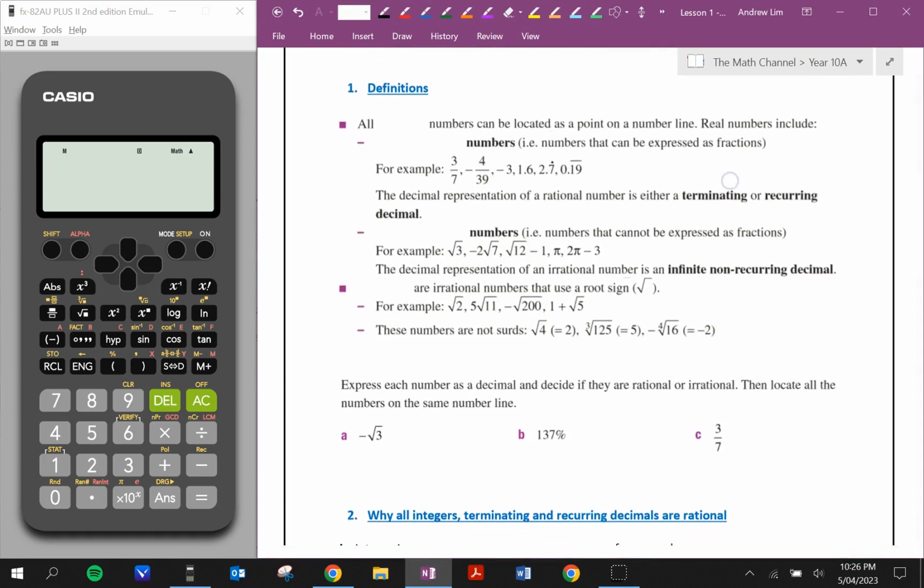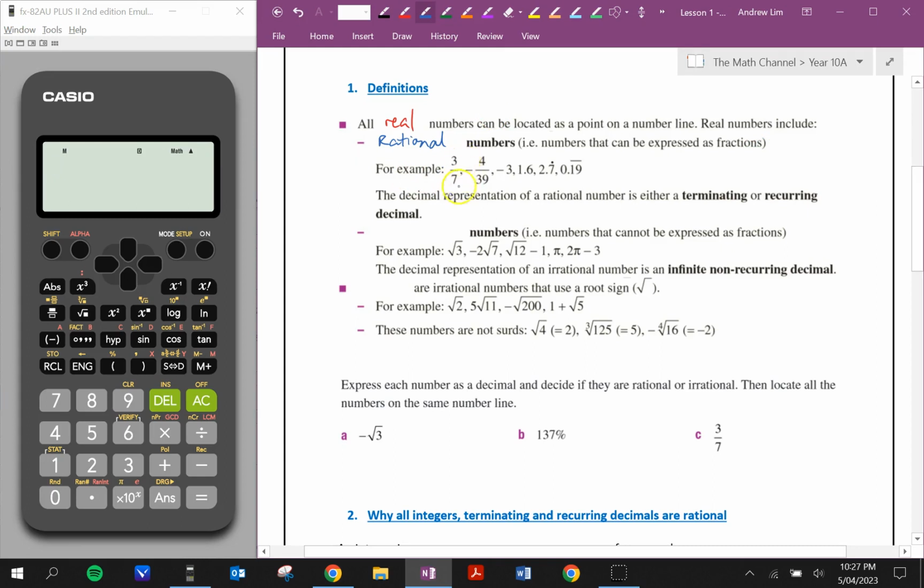So let's have a look at the first part of this lesson. Definitions. All real numbers can be located as a point on a number line, and real numbers include rational numbers, which can be expressed as fractions. So just remember that rational means I can write it as a fraction. If I can't, then it's irrational.